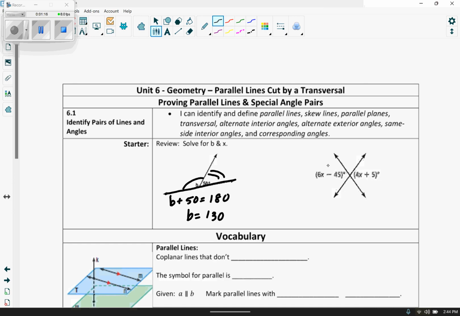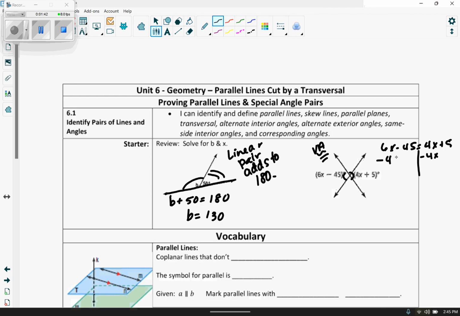This other one, these are actually called vertical angles. So this is a linear pair, adds to 180. This is vertical angles. They are congruent. So that means I can set them equal to each other. So 6x minus 45 is equal to 4x plus 5.